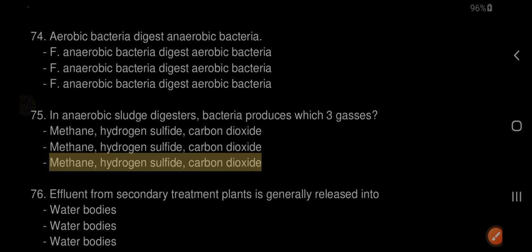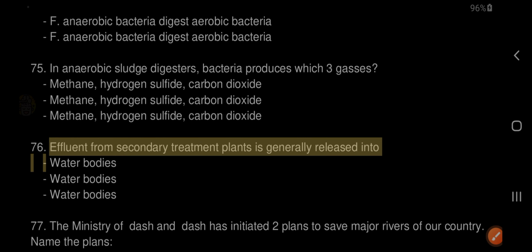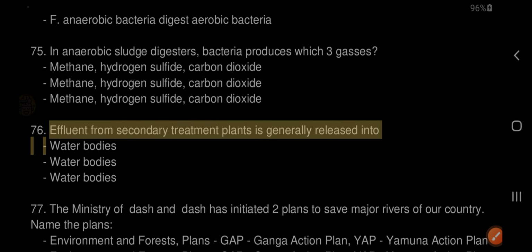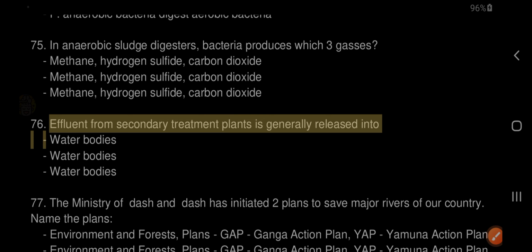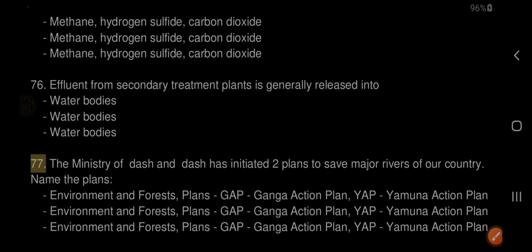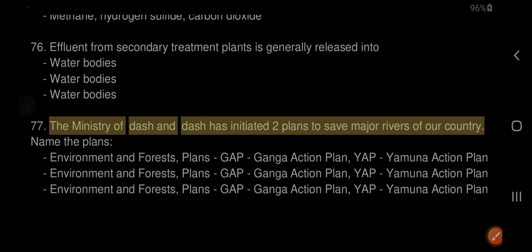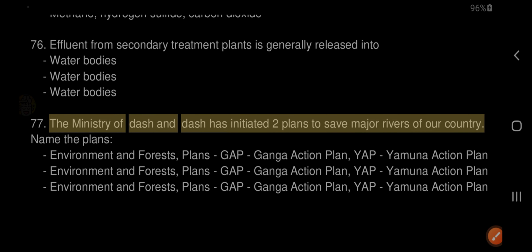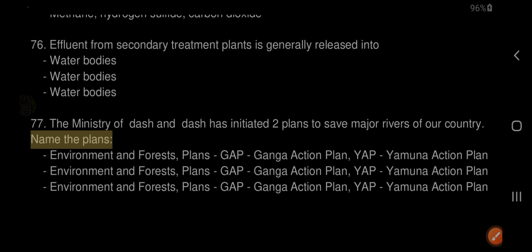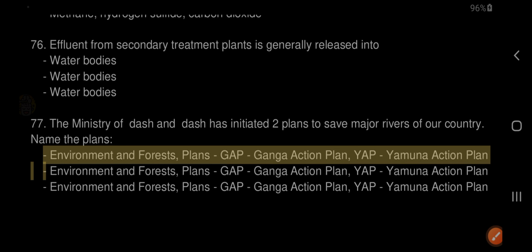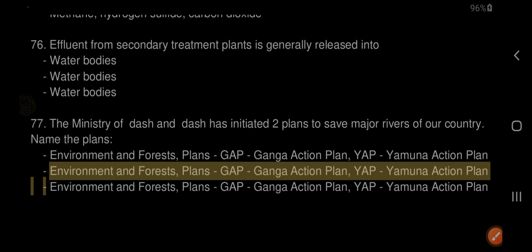76. Effluent from secondary treatment plants is generally released into water bodies. 77. The Ministry of dash and dash has initiated 2 plans to save major rivers of our country. Name the plans. Environment and Forests. Plans: GAP, Ganga Action Plan, YAP, Yamuna Action Plan.